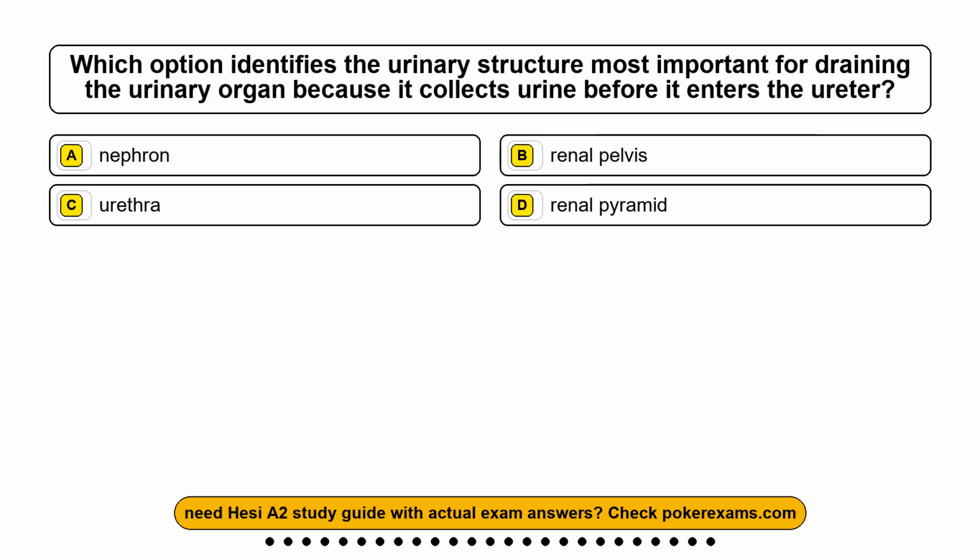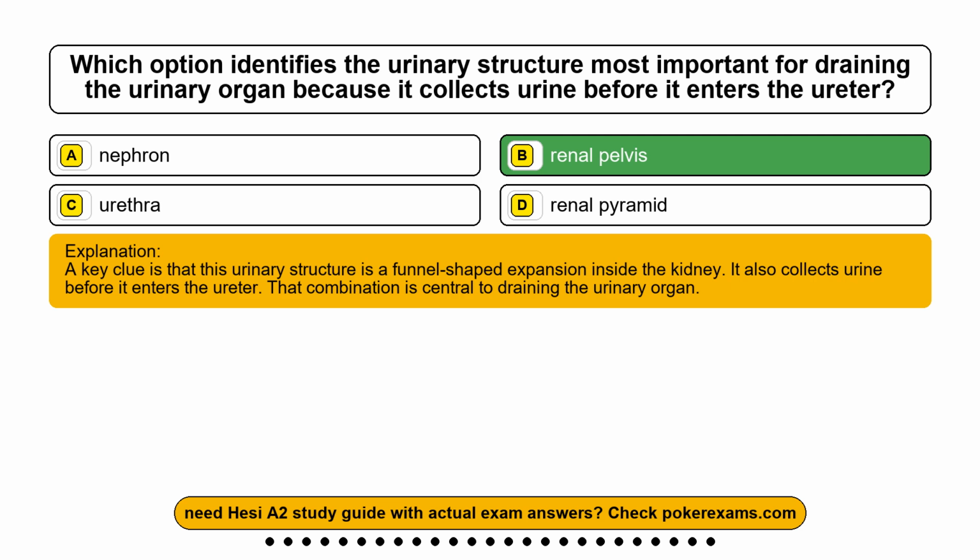Question 18. Which option identifies the urinary structure most important for draining the urinary organ because it collects urine before it enters the ureter? Option A, nephron. Option B, renal pelvis. Option C, urethra. Option D, renal pyramid. The correct answer is option B, renal pelvis. A key clue is that this urinary structure is a funnel-shaped expansion inside the kidney. It also collects urine before it enters the ureter. That combination is central to draining the urinary organ.